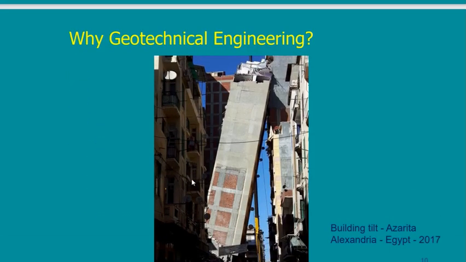Of course, you know this building in Alexandria. In 2017 in Alexandria, one building tilted till it reached the other building next to it. Why did this happen? Because they did not study the soil.